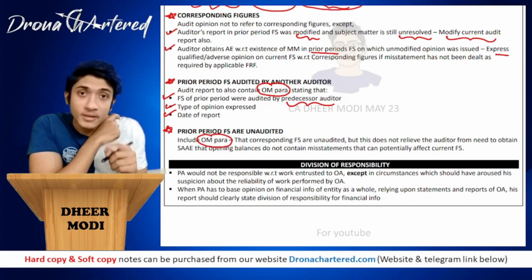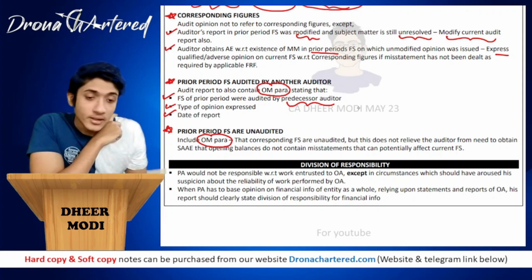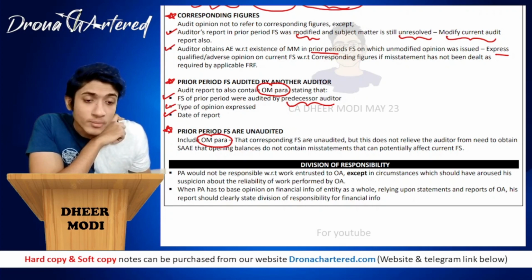Where would you place the other matter paragraph? It is after the key audit matter paragraph. If you have not watched that video, watch our video. Okay, so include in the other matter paragraph that the corresponding financial statements are unaudited.